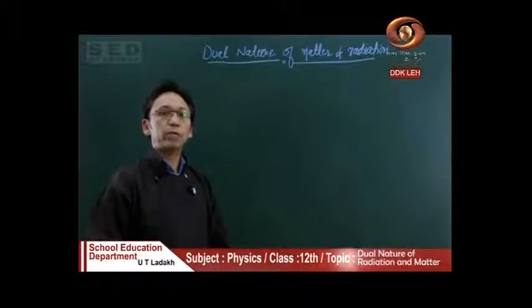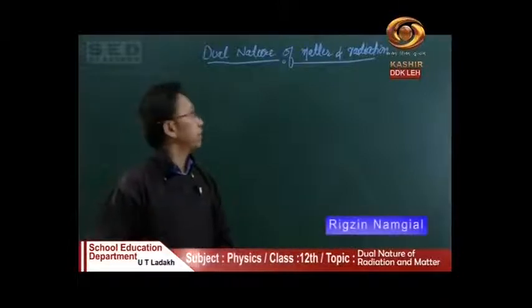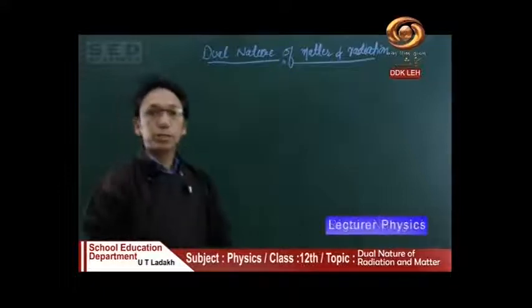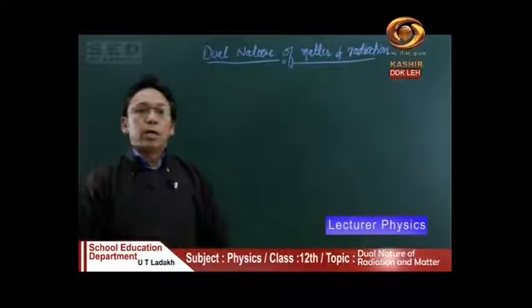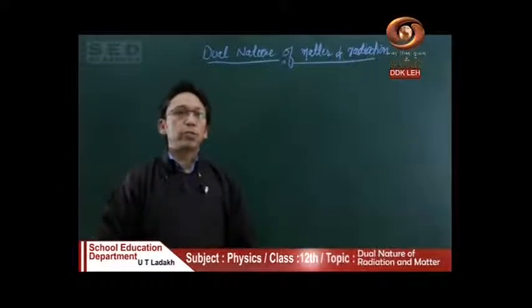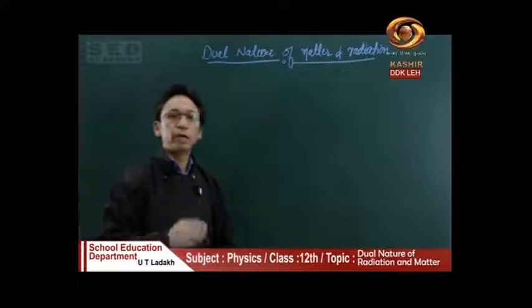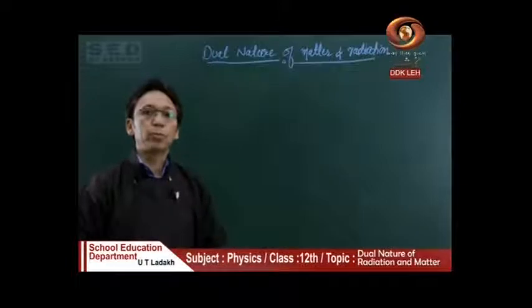Today I am going to start a new chapter of class 12 physics. The chapter is dual nature of matter and radiation. Children, as you know, if you see around yourself, you find two things around you, matter and radiation.